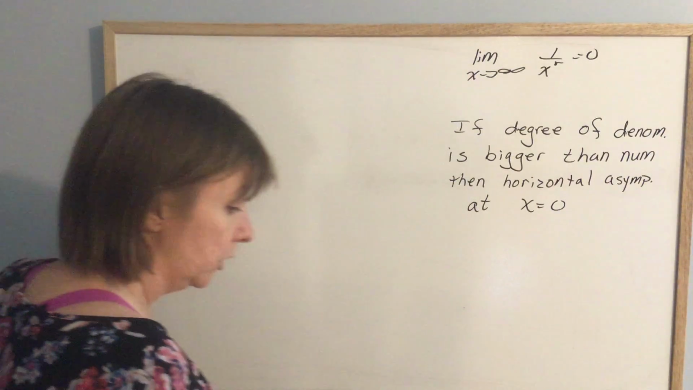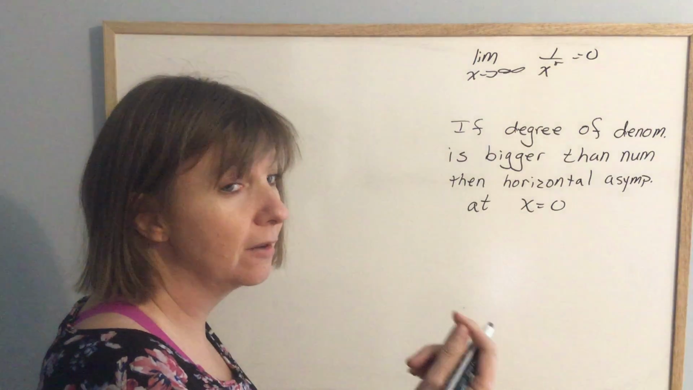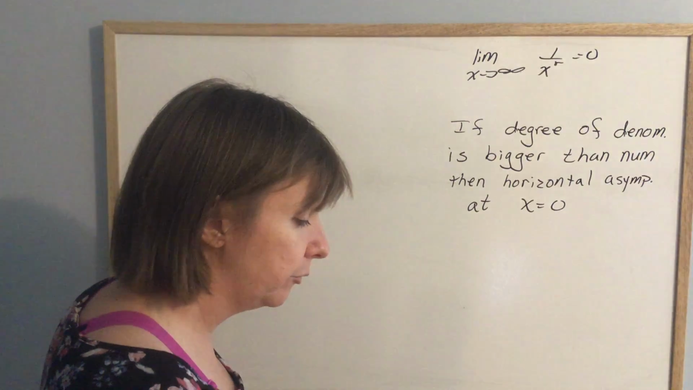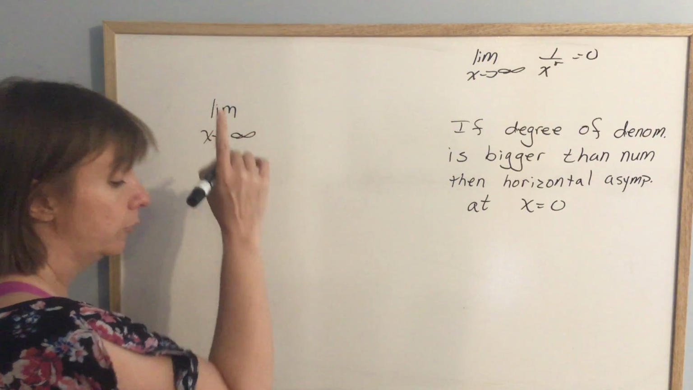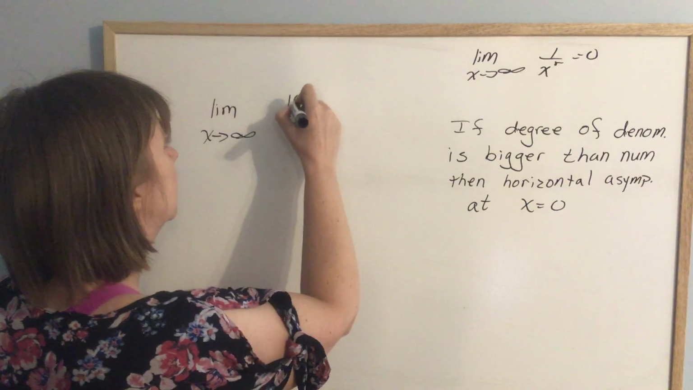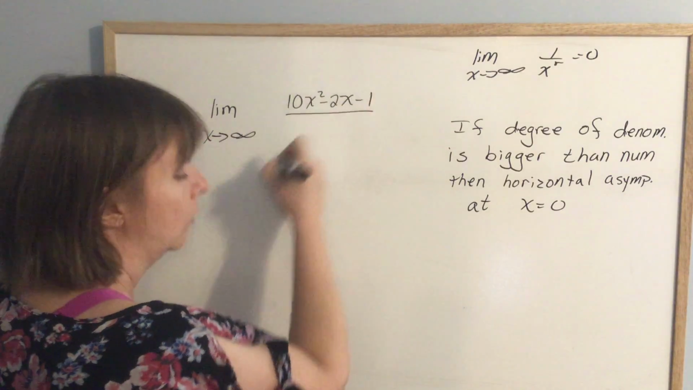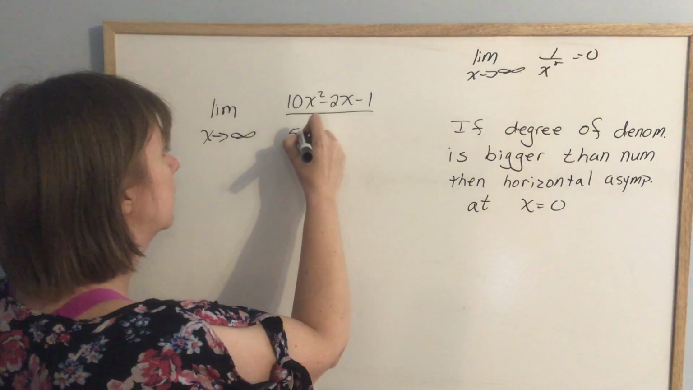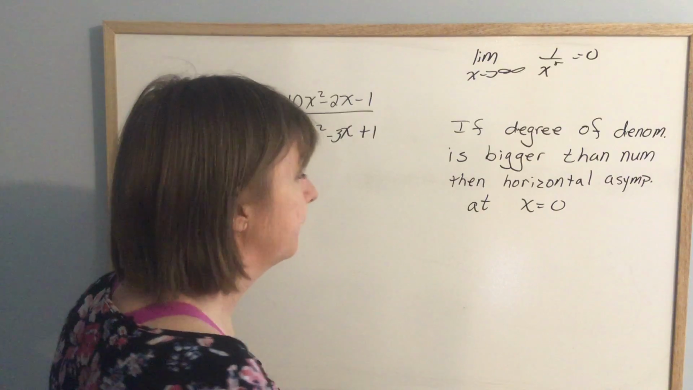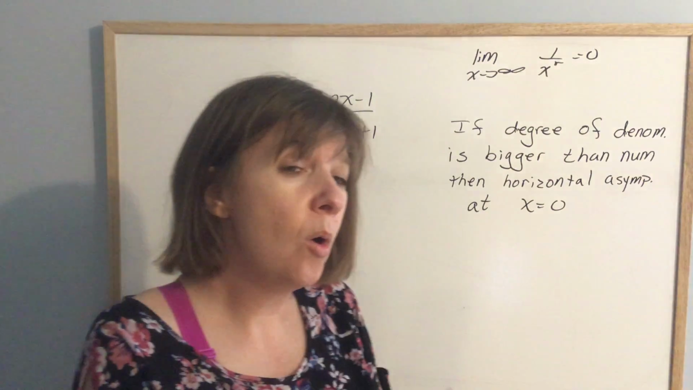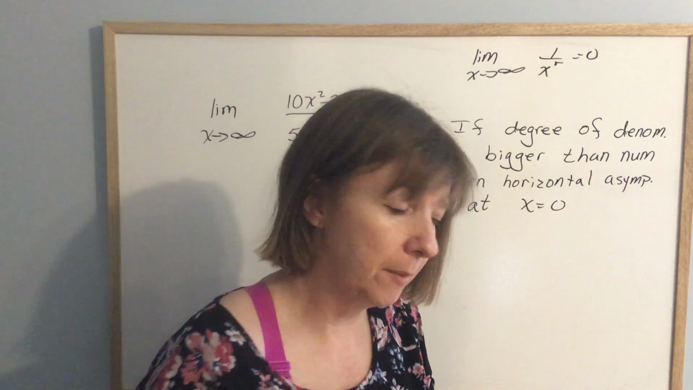Now, in example 3, they want you to evaluate the limit. It's example 2 for me because this is the second one I'm doing, but anyway, 352, bottom of it. The limit as x approaches infinity for 10x squared minus 2x minus 1 over 5x squared minus 3x plus 1. Now, they go through a whole lot of work to show you how you would come up with an answer for this.